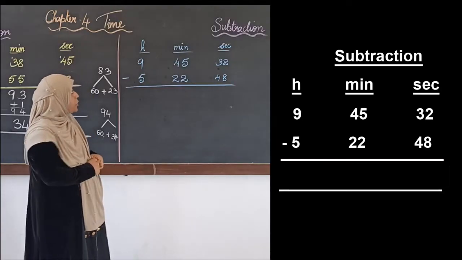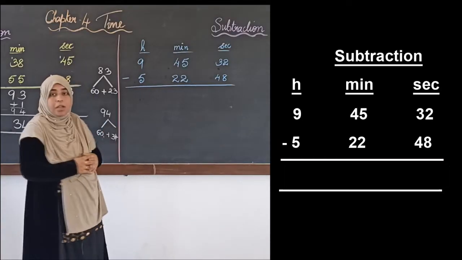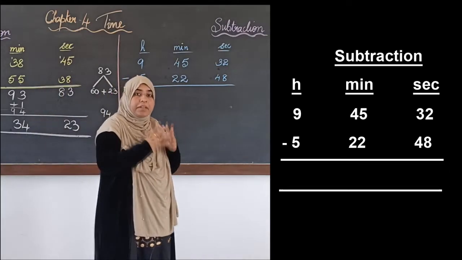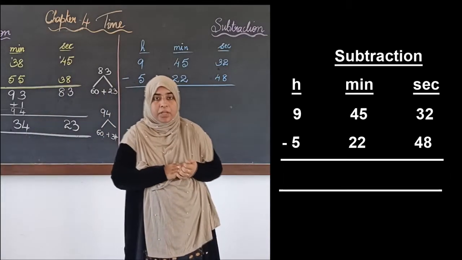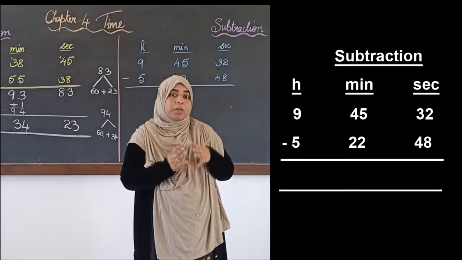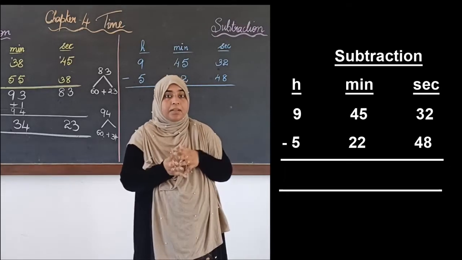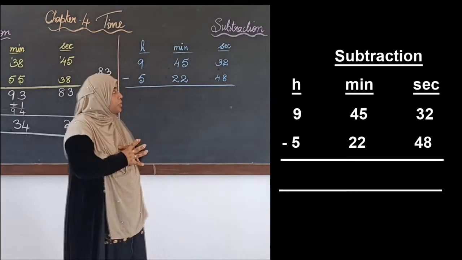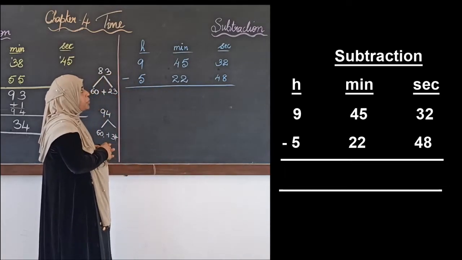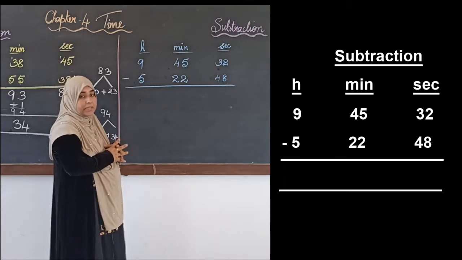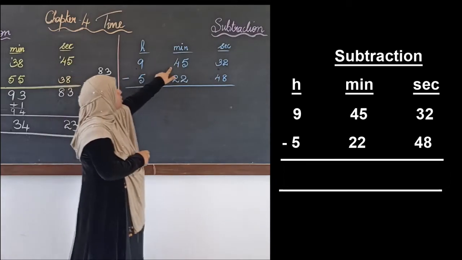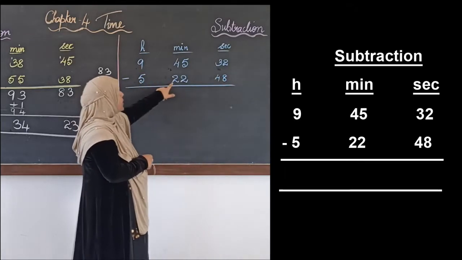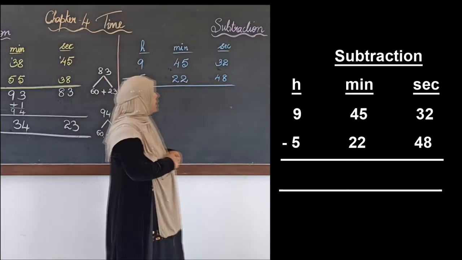Okay, now we are going to do subtraction of time. Now when we are doing subtraction of time, we have to be very careful when we are borrowing. Okay, when we borrow, we will be borrowing the entire minute or entire hour. So there we have to be a little careful. Today what subtraction we are going to do is we are going to borrow the minutes. We have 9 hours 45 minutes 32 seconds minus 5 hours 22 minutes 48 seconds.